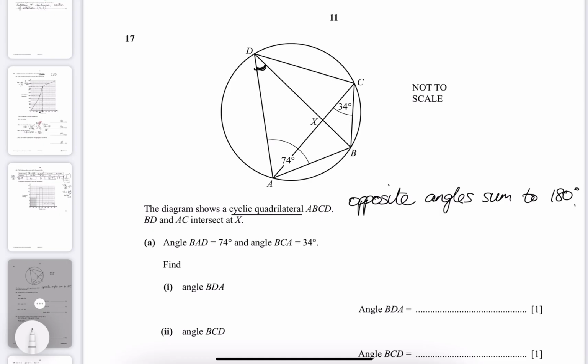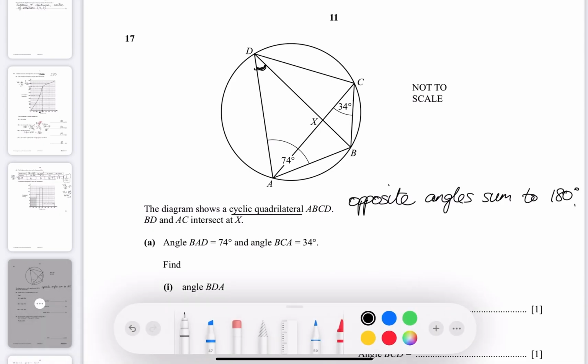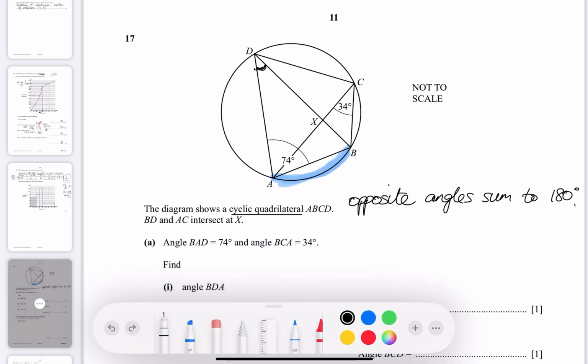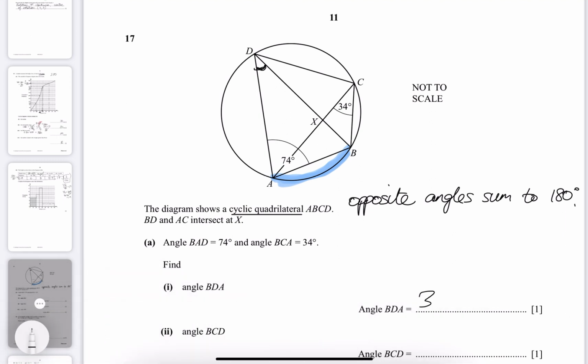Well, if you remember from the circle theorems, I have a full video going through each circle theorem along with some of their proofs. Angles in the same segment are equal. So there are two angles here that subtend the arc AB. We have this angle right here, angle ACB, and angle ADB. They both subtend the same arc. Therefore, angle ADB is equal to angle ACB, which is 34. So angle BDA here is 34. It's the same as this angle here.